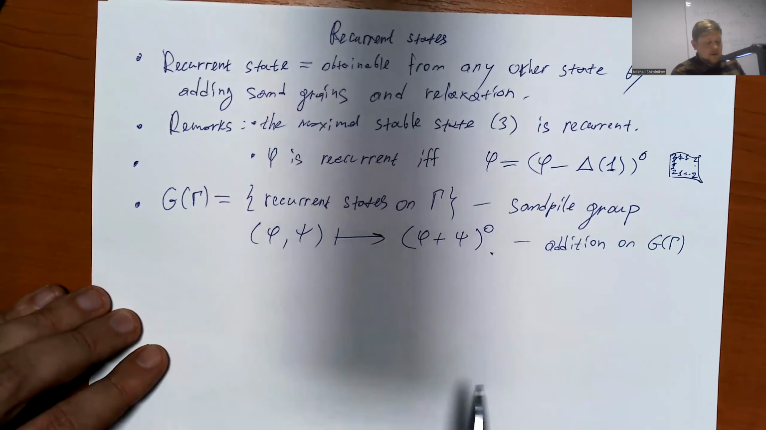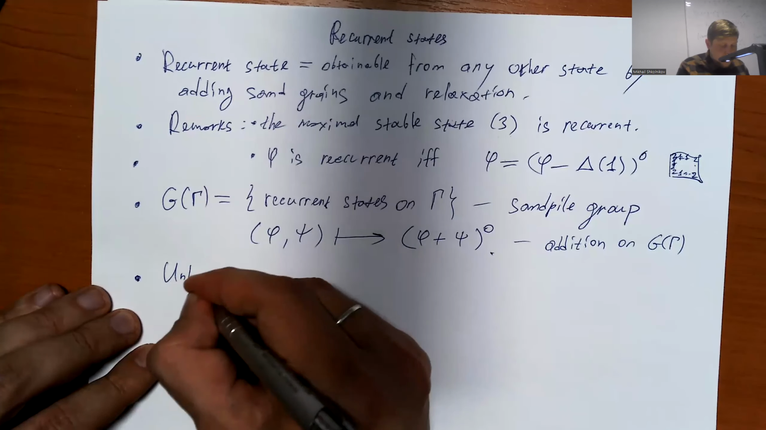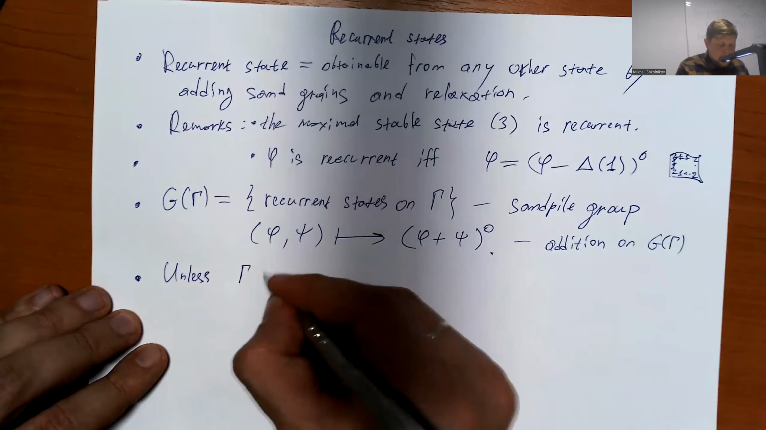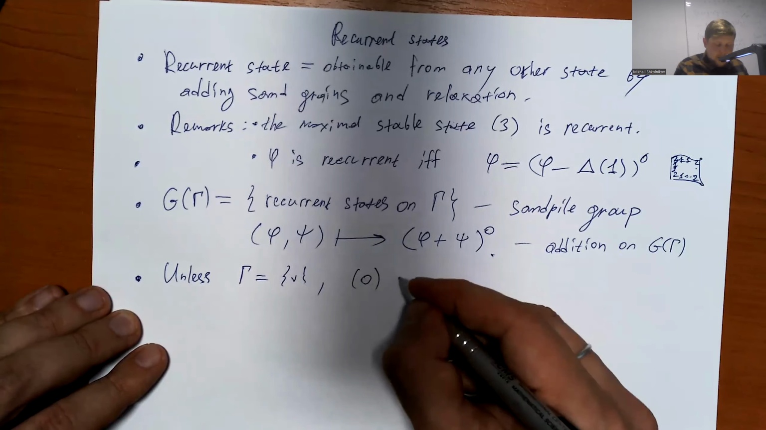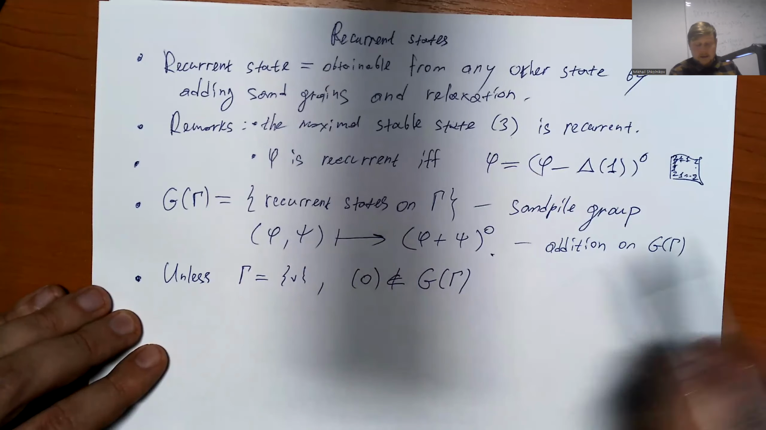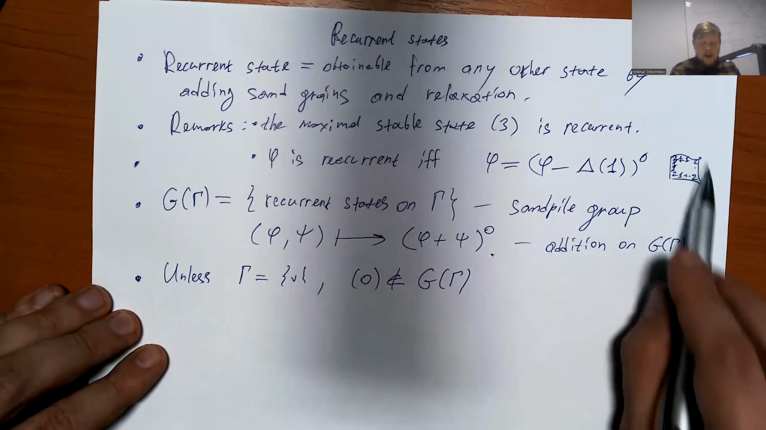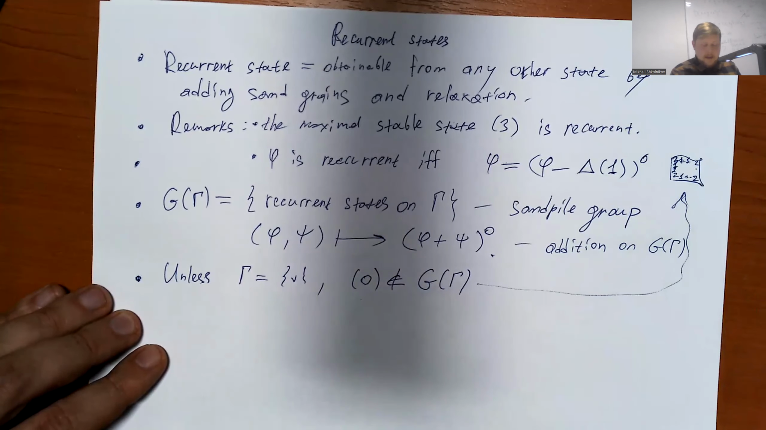And it's easy to see that this group is abelian. Also, it's finite. And the funny thing also is that the identity element, unless gamma is a single point, the all zero state doesn't belong to the Sandpile group. And it's easy to see, right? From what I told you, you use this criterion. So you add to zero this thing, there is nothing to stabilize. It's not, again, all zero, therefore zero is not recurrent.